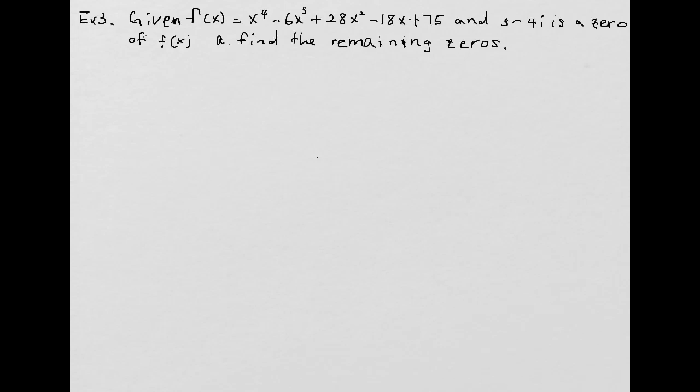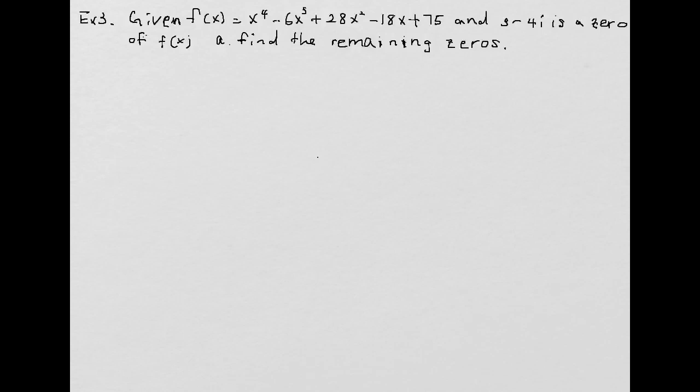Example 3 from 2.4. We wanted to find the remaining zeros from given functions, and 3 minus 4i is a zero of the function. So again here, this is similar to the example from 2.3. You already have one solution. You need to find the rest of the solutions.